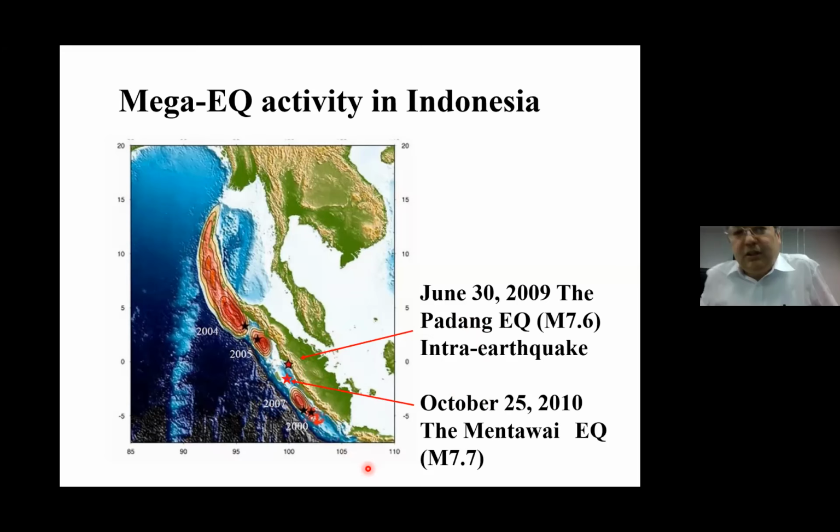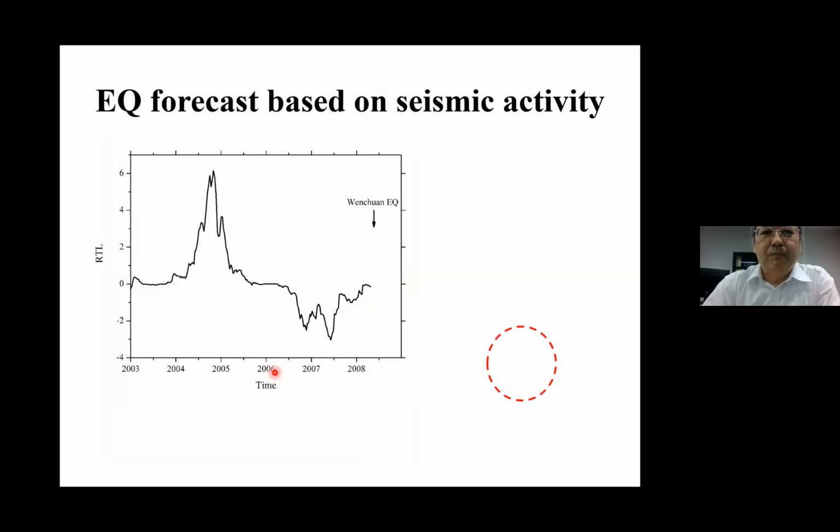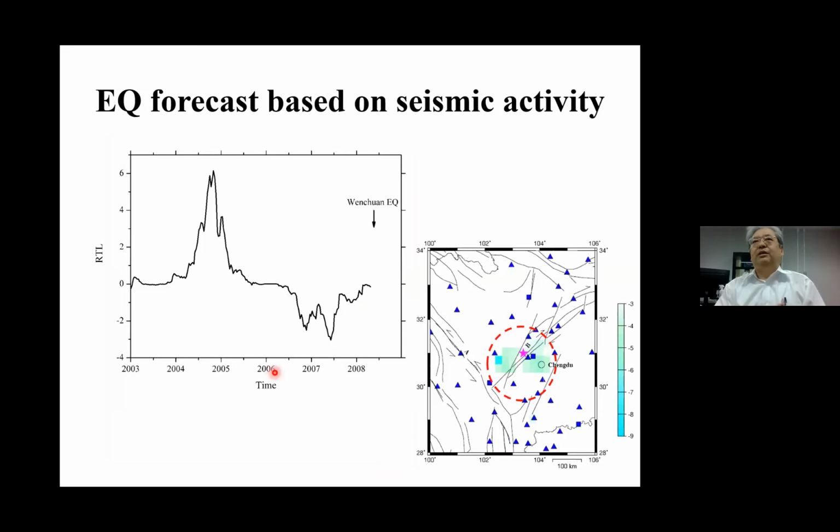So this kind of approach identifies the successive earthquake activities. This is a historical experience. And also taking account of the earthquake pattern, we have some probabilistic forecasting. This is a kind of the model, RTL model, derived by the Russian scientist.